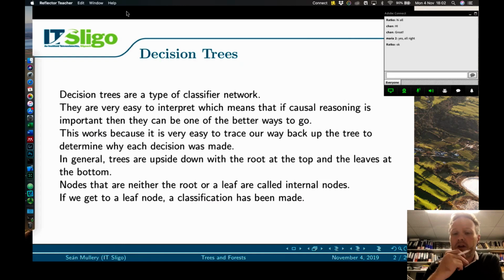So decision trees are a type of classifier network. So once again, we're trying to classify something here. They're very easy to interpret, which means that if causal reasoning is important, then this can be one of the better ways to go about it. So causal reasoning is this idea where if something occurs, in other words, we get a particular result, we'd like to know what caused that result to happen. You can imagine if there's an autonomous vehicle.